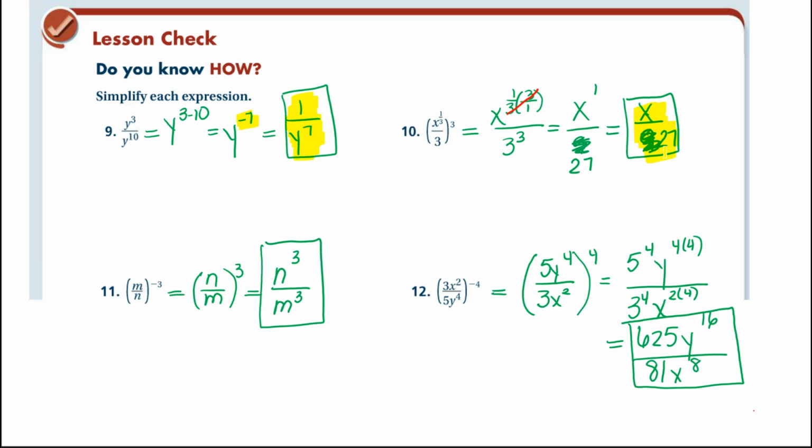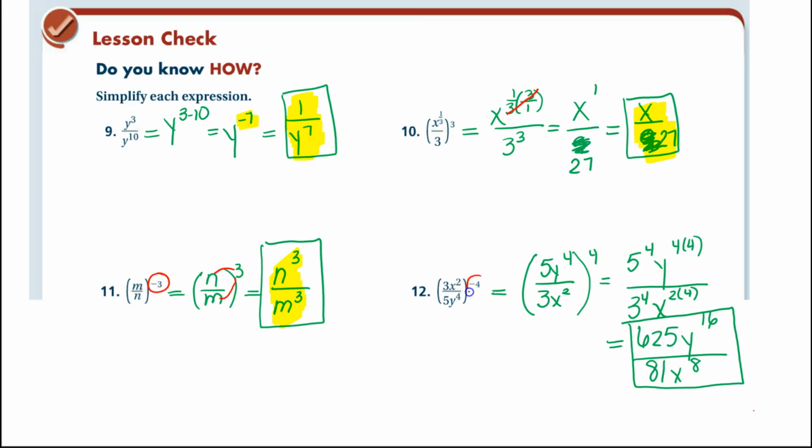Number 11, m divided by n to the -3rd. Again, that negative outside means I'm going to invert it, so it's n over m to the 3rd power, and then distribute the 3 to both terms, leaving us with n to the 3rd divided by m to the 3rd power.